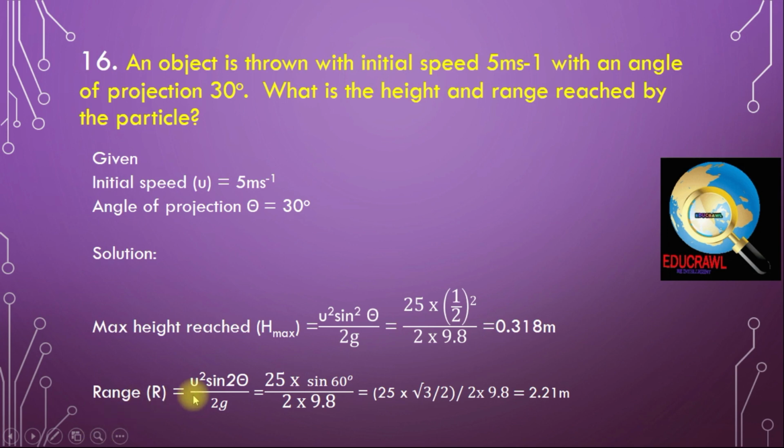Next, maximum range. Range, you know that u square sine 2 theta divided by 2g. U value is 5. So u square is 25 into sine 2 theta. So sine 2 into theta, theta is 30. So 2 into 30 it is 60. Sine 60 divided by 2 into 9.8. Sine 60 you know the value is root 3 by 2. So 25 into root 3 by 2 divided by 2 into 9.8 which is the g value. And simplifying you will get the range as 2.21 meter.